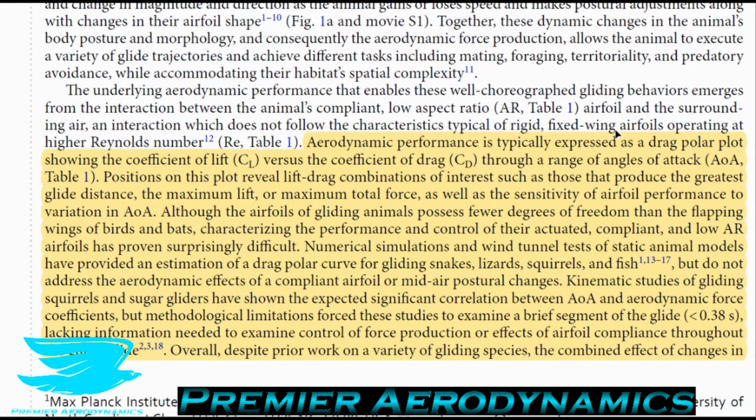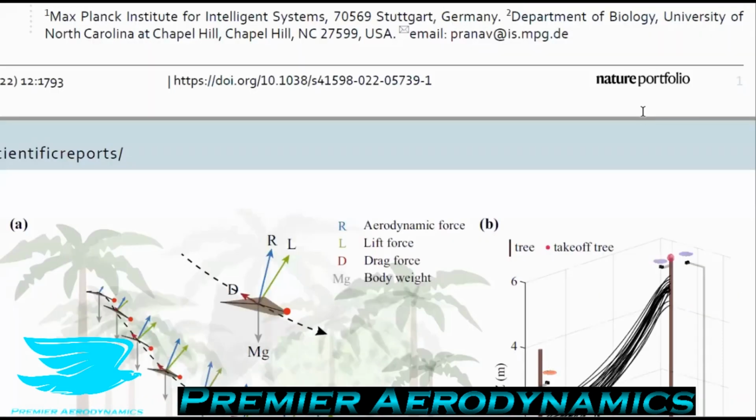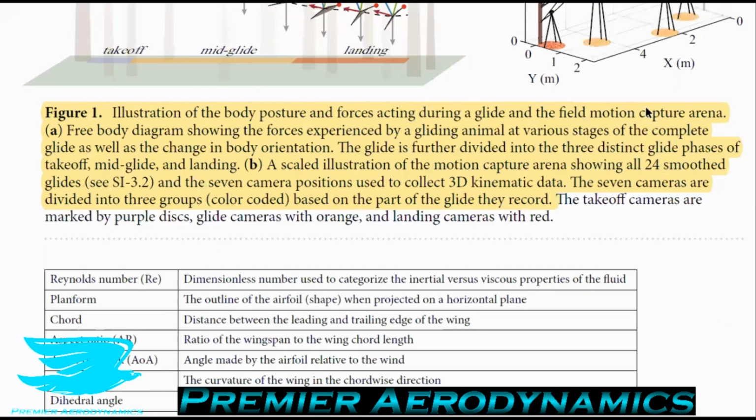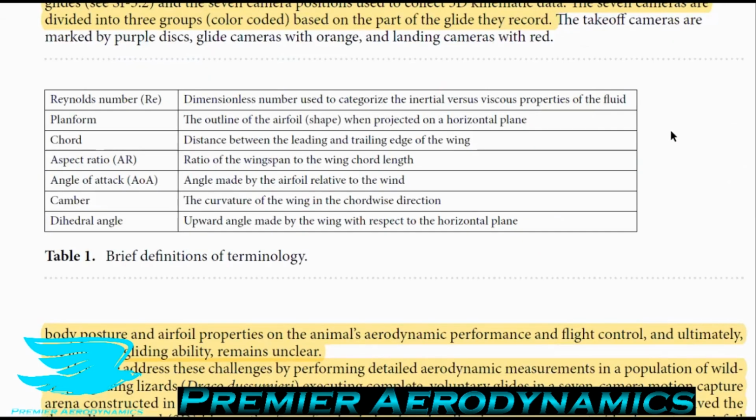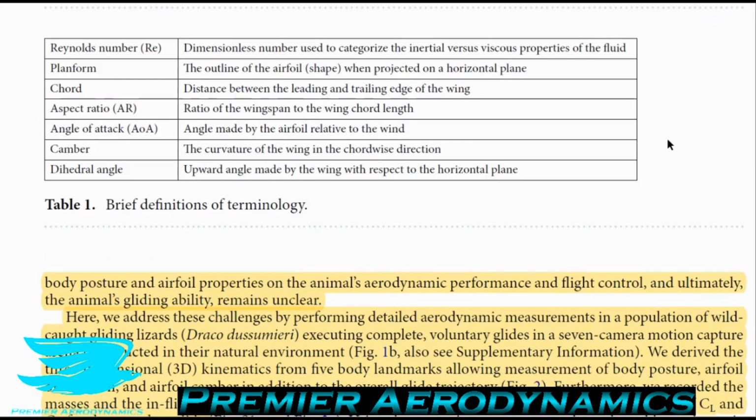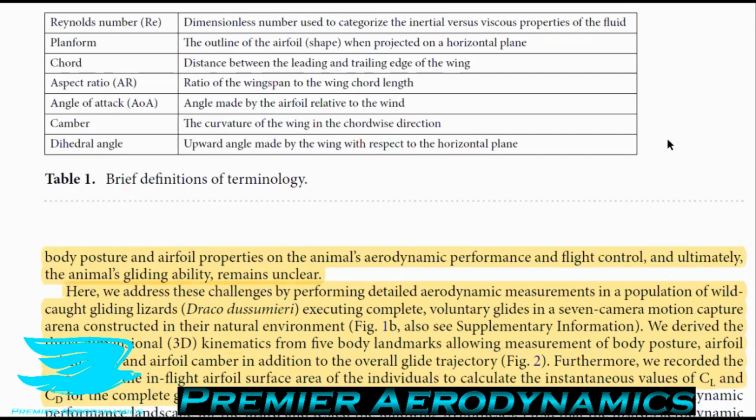Overall, despite prior work on a variety of gliding species, the combined effect of changes in body posture and airfoil properties on the animal's aerodynamic performance and flight control, and ultimately the animal's gliding ability, remains unclear. Here, they address these challenges by performing detailed aerodynamic measurements in a population of wild-caught gliding lizards, Draco dussumieri, that's the Latin name. They execute complete voluntary glides in this environment where they have cameras set up.